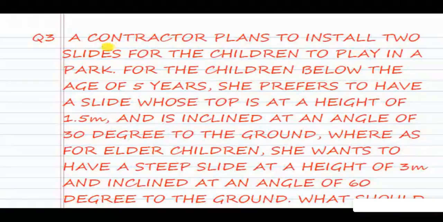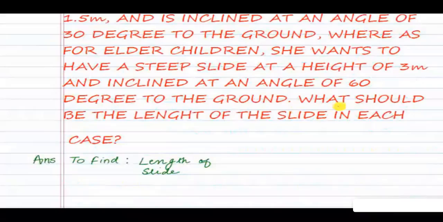Now our question number 3 is, a contractor plans to install 2 slides for children to play in a park. For the children below the age of 5 years, she prefers to have a slide whose top is at a height of 1.5 meter and is inclined at an angle of 30 degree to the ground. Whereas for elder children, she wants to have a steep slide at a height of 3 meter and inclined at an angle of 60 degree to the ground. What should be the length of the slide in each case? So in this question, we have to find the length of the slide in each case.